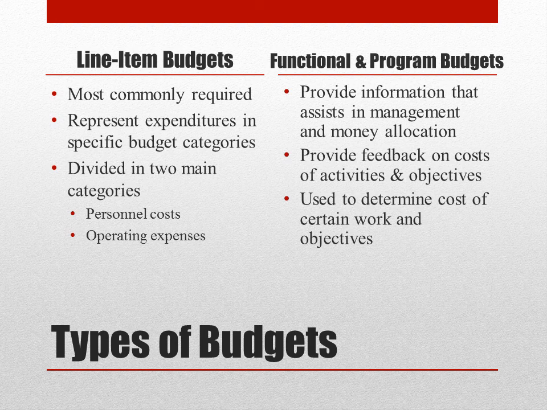There are also functional budgets and program budgets. These two types of budgets provide information that can assist in management and money allocation in addition to simply itemizing expenditures. These budgets can provide feedback on the cost of activities and program objectives in the grant proposal. Functional and program budgets can even be used to determine cost of performing specific types of work and the difference in cost of the objectives that may be in the grant proposal.